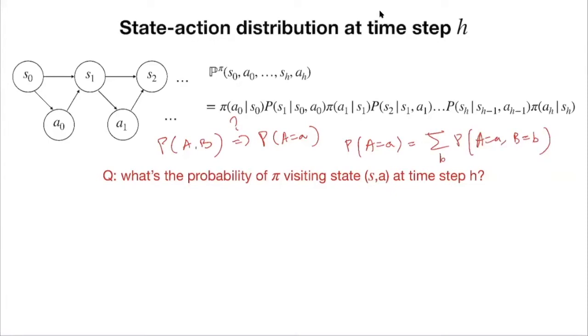Okay, so let's apply the marginalization step to this trajectory distribution. Remember, we don't care how you get to time step H. So this means that we can marginalize over all the random variables S0, A0, all the way to SH minus 1, AH minus 1.